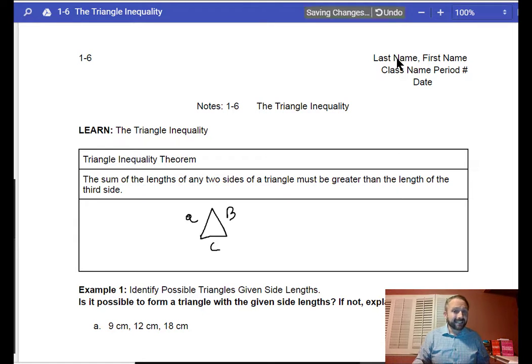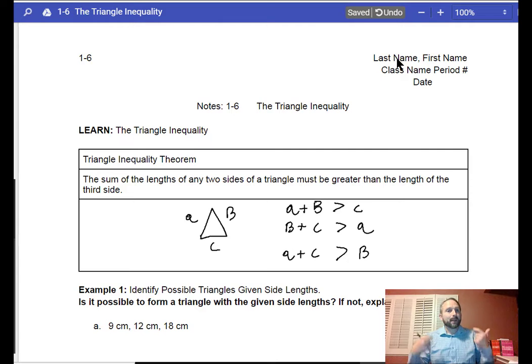What it's basically saying is, hey, A plus B has to be bigger than C. Or B plus C has to be bigger than A. Or finally, A plus C is going to be bigger than B. That's it. Let's do the examples.